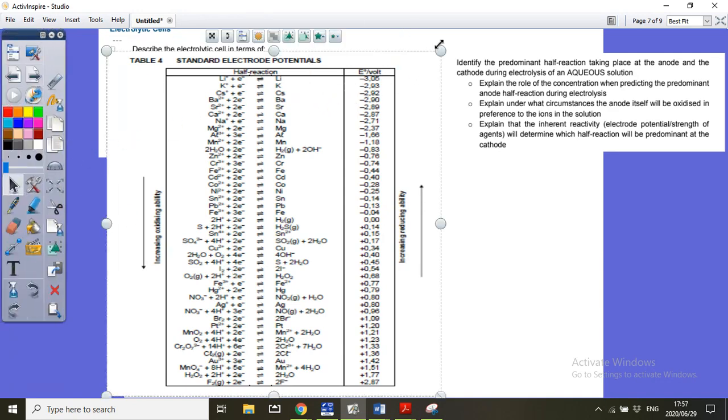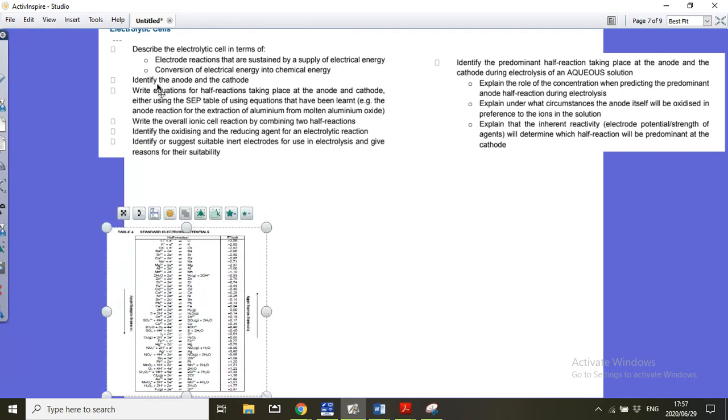All right, let's look at our points. So we know how to identify the anode and the cathode because anode is still where oxidation takes place, cathode is still where reduction takes place. The anode would normally be the positive one because oxidation is where electrons are given off, and that would normally happen at the positive electrode. And the cathode would normally be the negative one because electrons can be gained there, which is reduction.